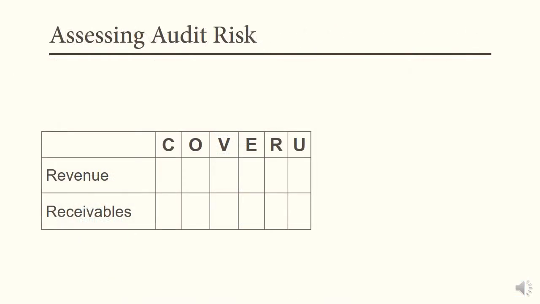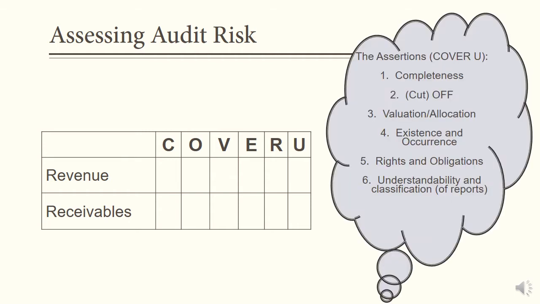Auditors assess risk for each significant account and each of the relevant assertions. We've discussed since Chapter 1 the relevant assertions: completeness, cutoff, valuation, existence and occurrence, rights and obligations, and the understandability and classifications of reports. A significant account is one that is susceptible to misstatement via fraud or error.